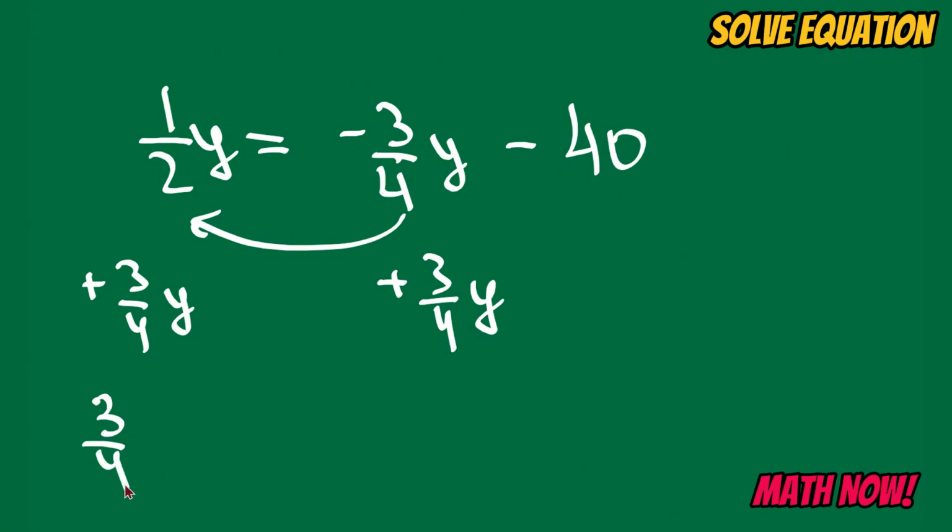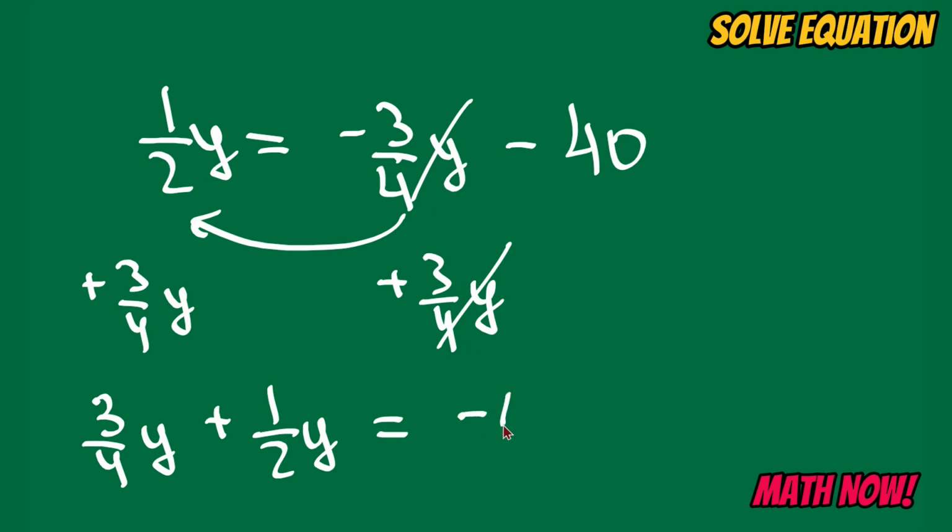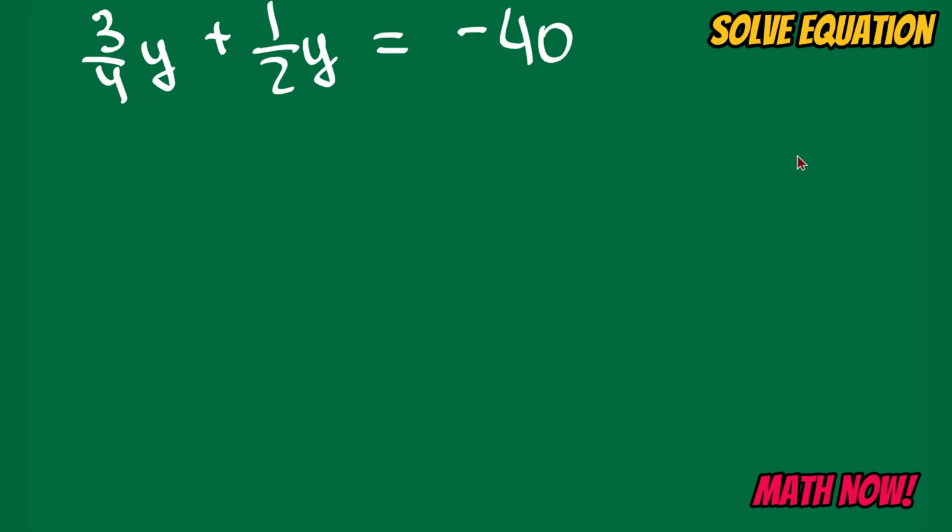Okay. So after adding that, what we're going to have is 3/4 y plus 1/2 y equal to what? Here and here it cancels out, and it's going to be just minus 40 on the right side. Okay, so that's what we are going to have.